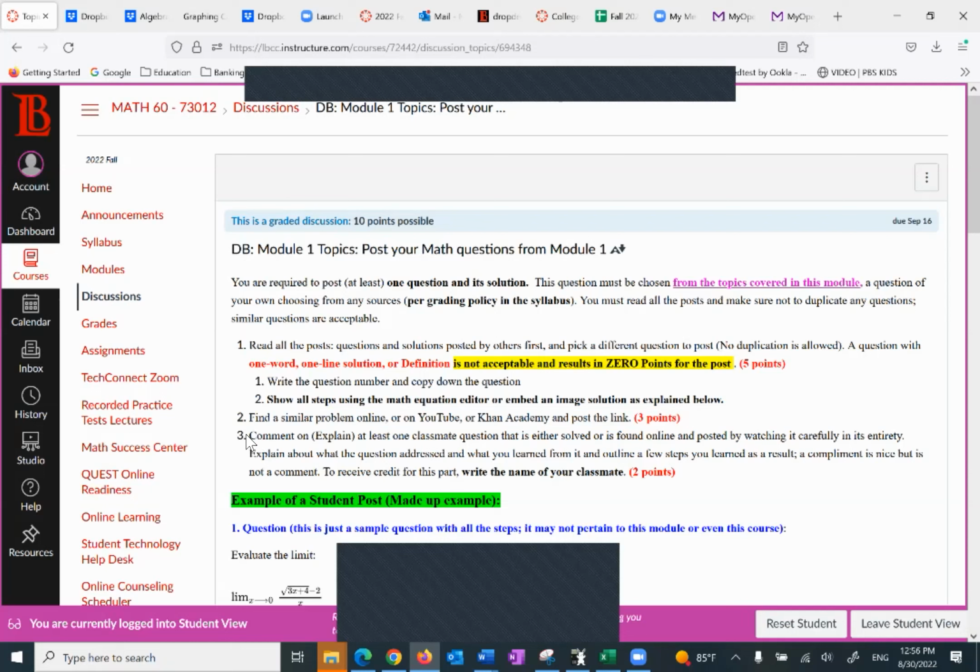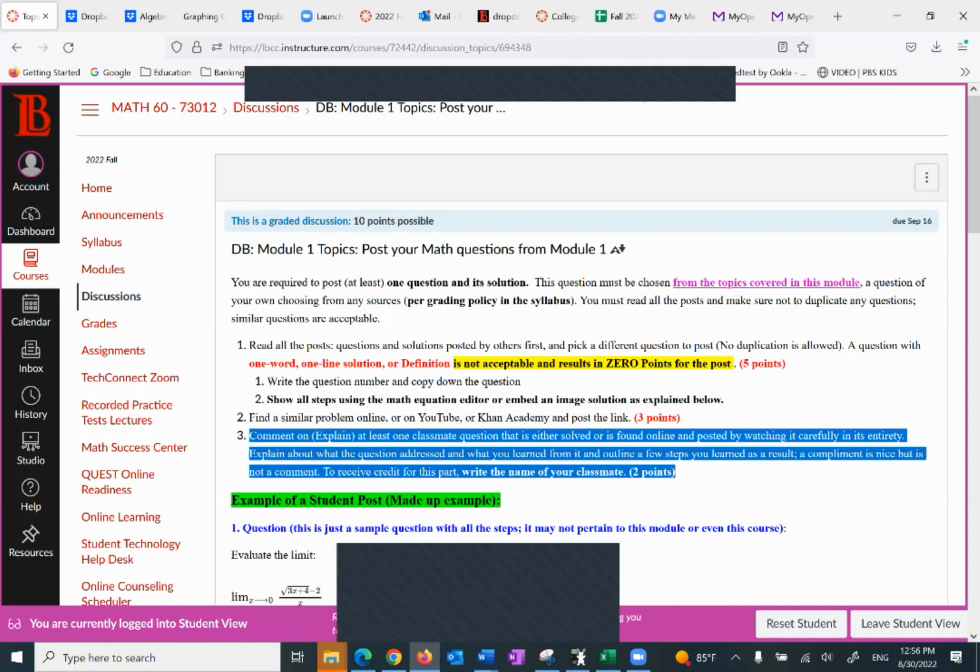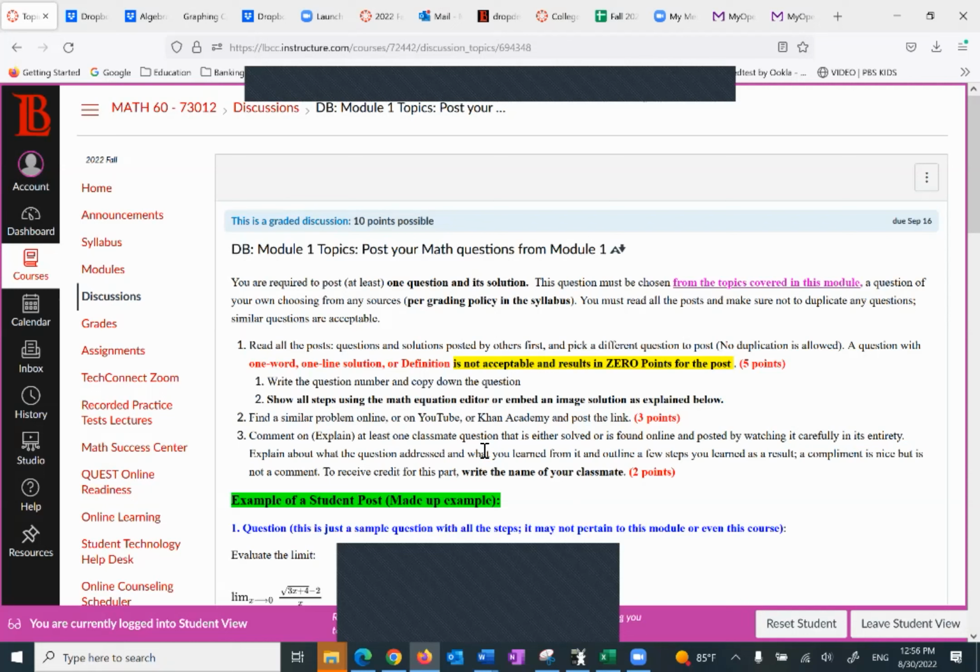And finally, you want to comment on or explain at least one classmate question. So what do we do here? Explain about that question and what you learned from it and outline a few steps.